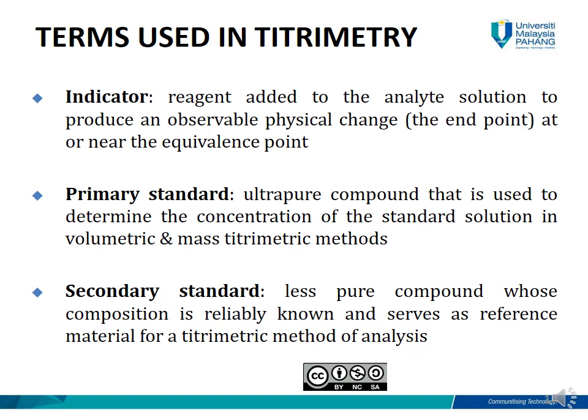Next is the primary standard. A primary standard is an ultra-pure compound used to determine the concentration of the standard solution in volumetric and mass stoichiometric methods. However, a secondary standard is a less pure compound whose composition is reliable and known, and serves as reference material for the titrimetric method of analysis. Both standards can be used. However, most of the standards that we use are actually secondary standards.